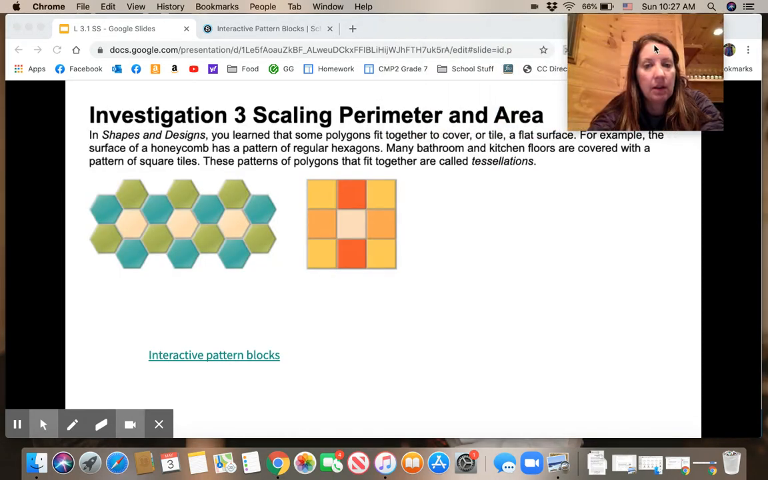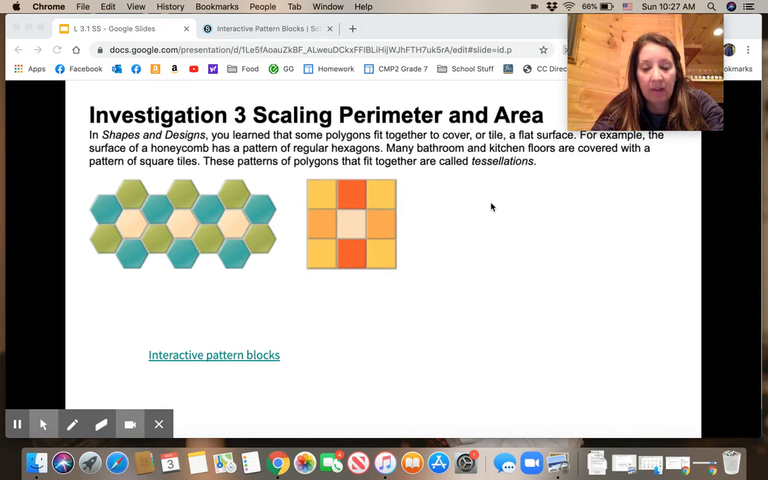So in investigation 3, we're talking about scaling, perimeter, and area. You've already seen a little bit of this with how the scale factor affects the perimeter and the area. The scale factor will be the same for the perimeter. So if you have a scale factor of 2, the perimeter will be twice as large. The area is the scale factor squared. So if you had a scale factor of 2, the area would change by 4 because 2 squared is 4.